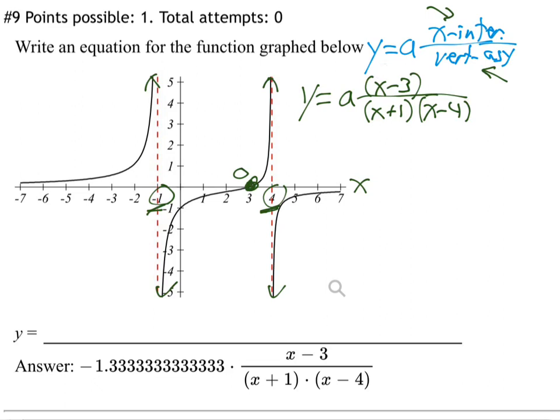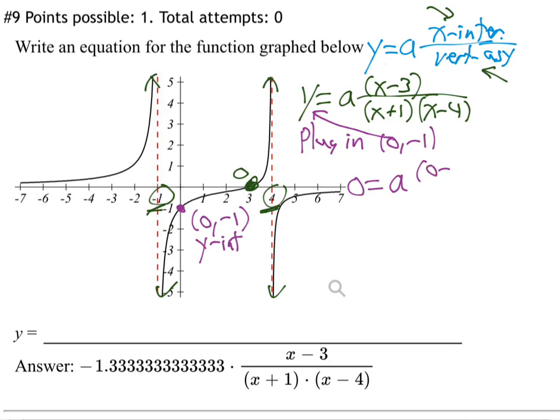So we got that. And now how do we find the a? Well, see what we can do. We can do just like we did back on number 7. Right here, we have the y-intercept. Over 0, down 1. That's the y-intercept. So we just plug it in. Plug in 0 and -1. So what do we get? We get 0 equals a times 0 minus 3 over 0 plus 1, 0 minus 4. I plugged in 0 for x and -1 for y.